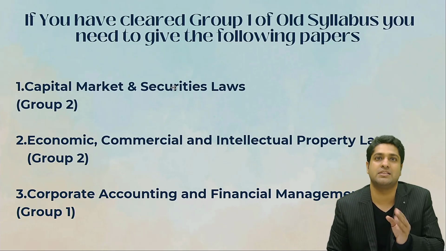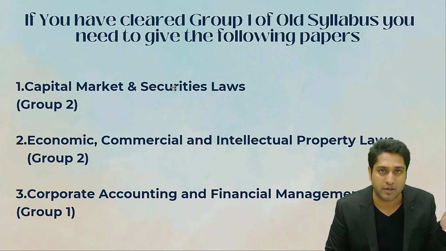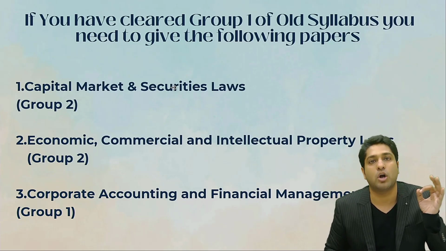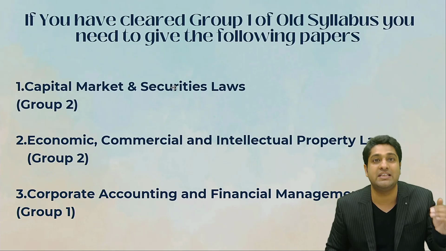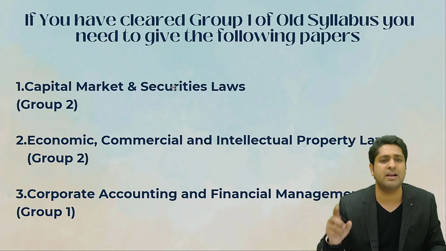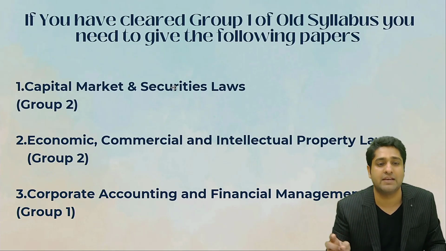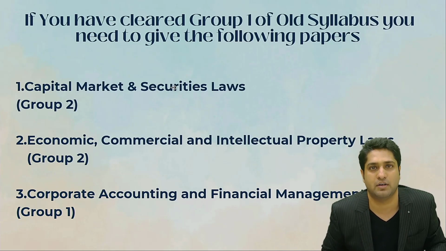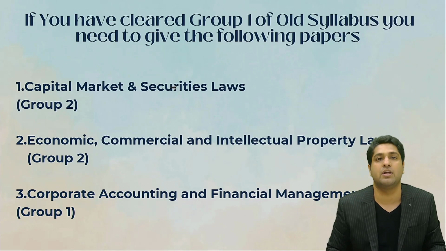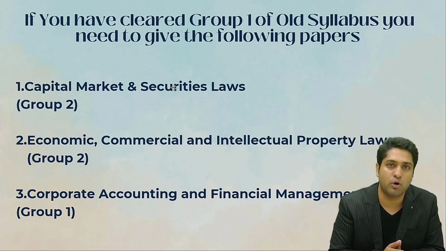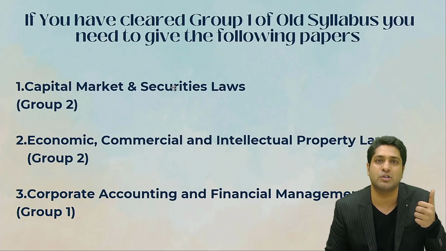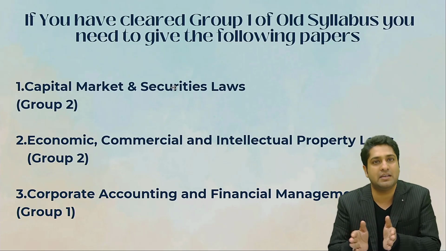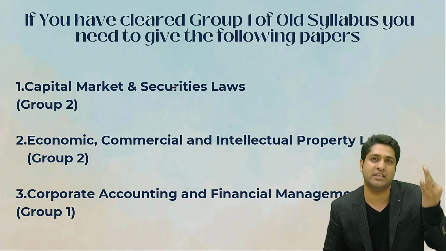Okay, so we are considering someone who has cleared group 1 in old and they're thinking to switch to the new syllabus. So what will happen is they will have to give these three papers. They will have to give CMSL, they will have to give CPIPL, and they will have to give corporate accounting and financial management. Normally in group 2 of old there were 4 papers. Accounts was different, FM was different, but they were MCQ. Now they've been clubbed into one, so now you have to give only 3 papers.